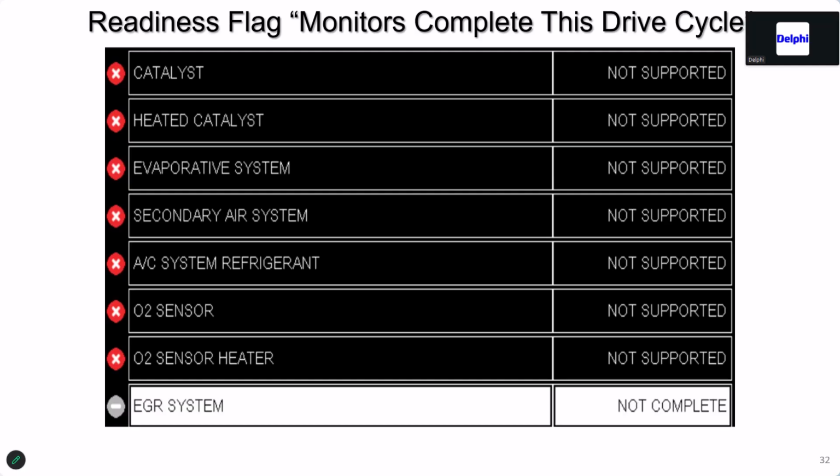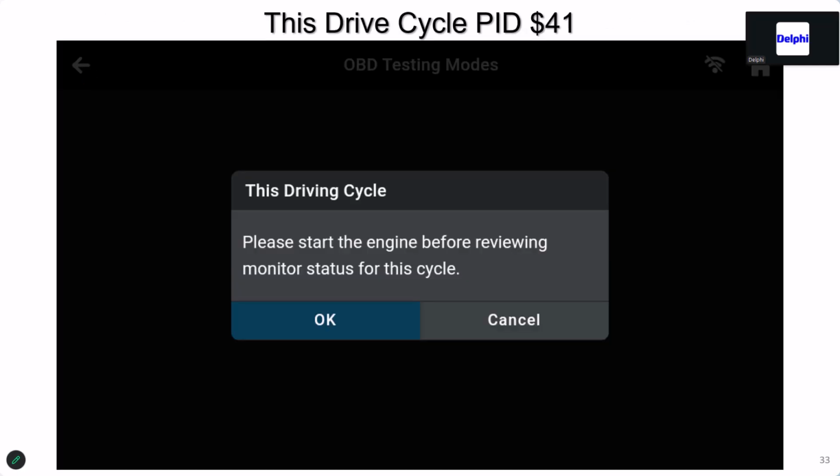Why do they show not complete or not supported? Because when you're using monitors this key cycle, you need to start the car up. They will not give you an updated status until you start the car up, and that will refresh it, and it will update it to not complete. And then when you drive with that key cycle, you can verify your repair.